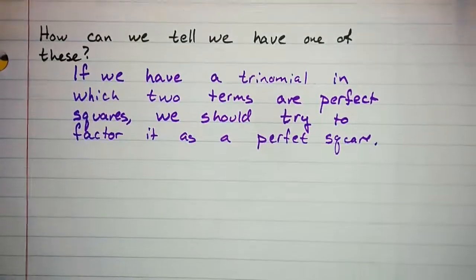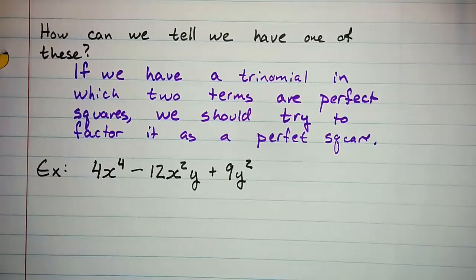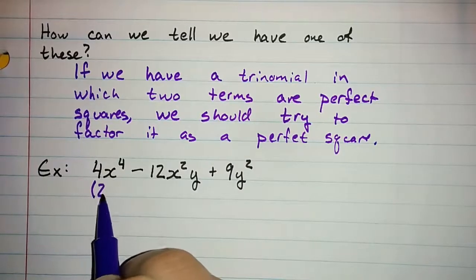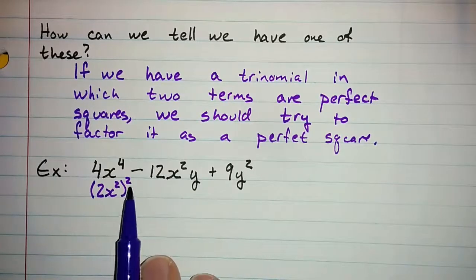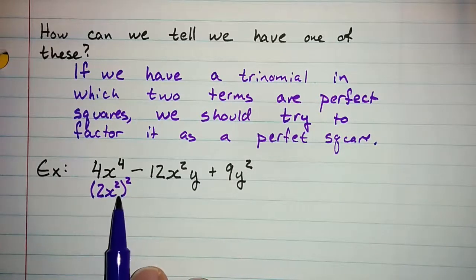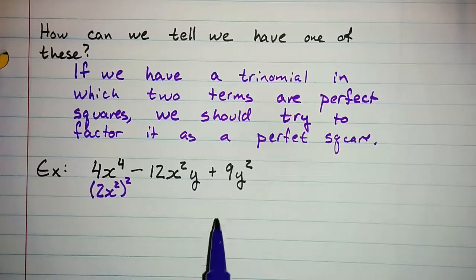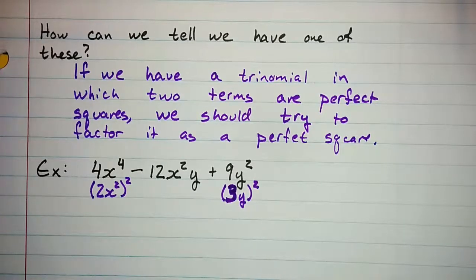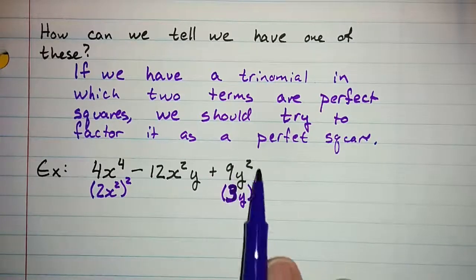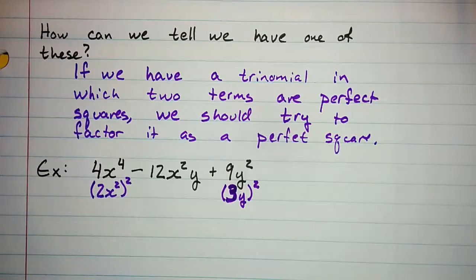So, for example, suppose we encounter this polynomial. We notice that the first term is a perfect square. What is it? It's (2x²) all squared, right? 2x² times another 2x² will give me 4x⁴. And the last term is a perfect square: (3y) all squared, right? 3y times another 3y will give me 9y².